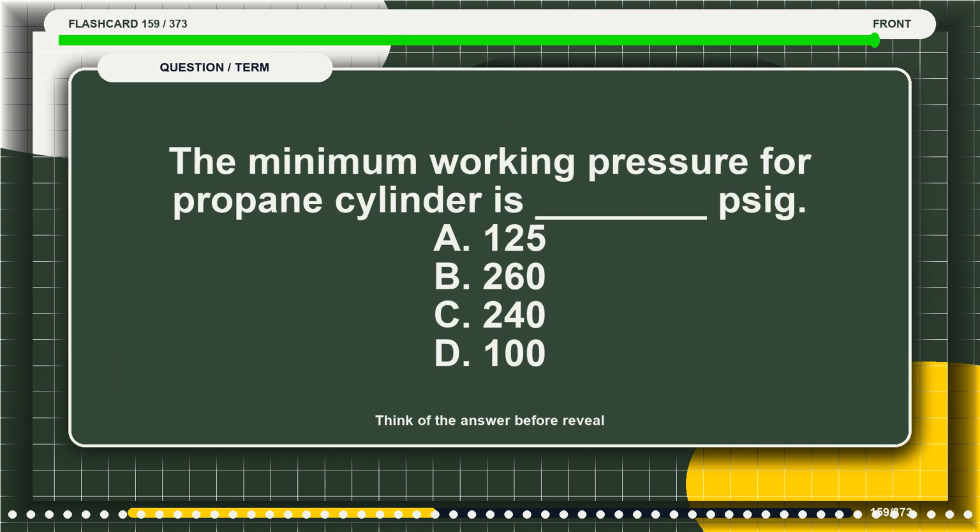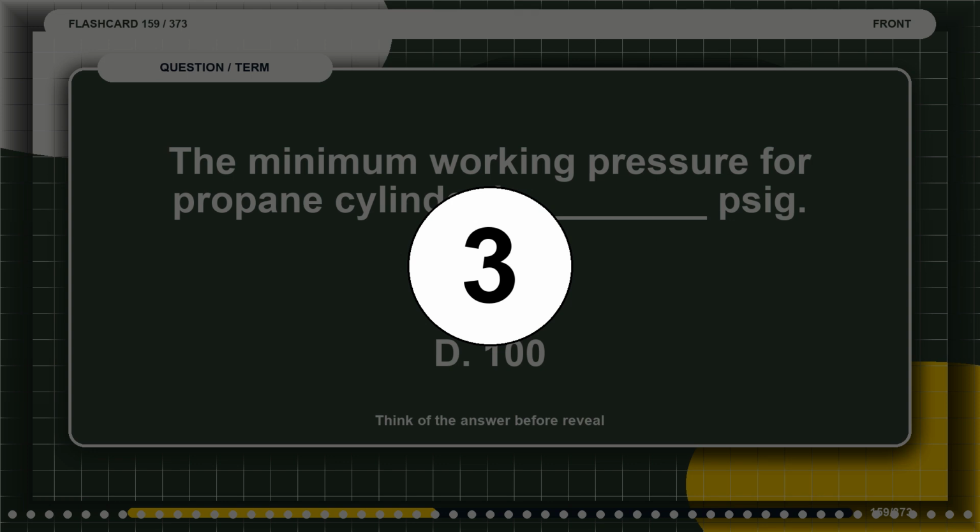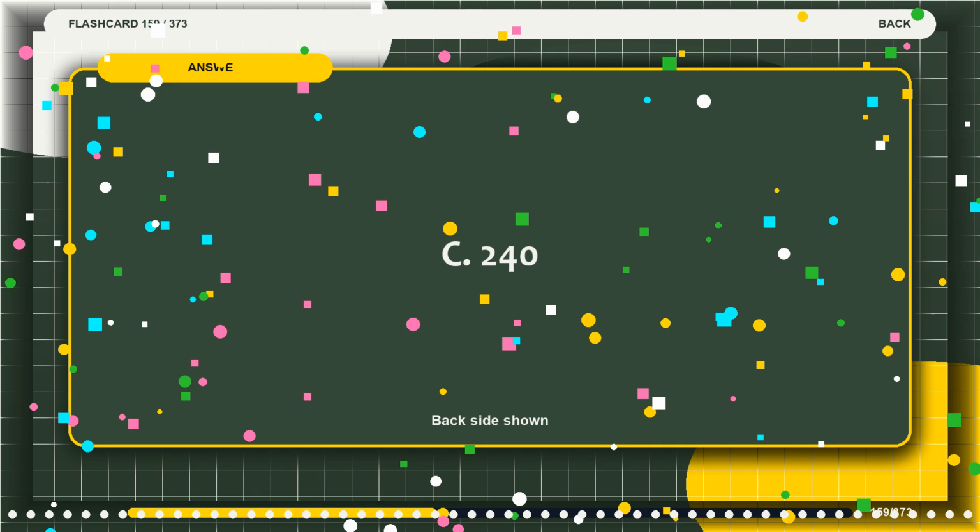Flashcard 159. The minimum working pressure for a propane cylinder is blank psig. A. 125. B. 260. C. 240. D. 100. Think of the answer before the reveal. The answer is C. 240.